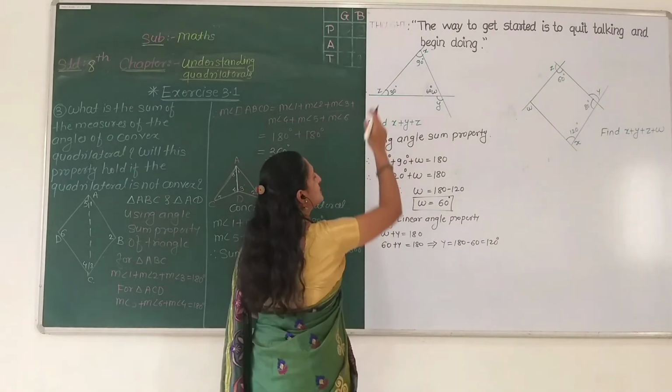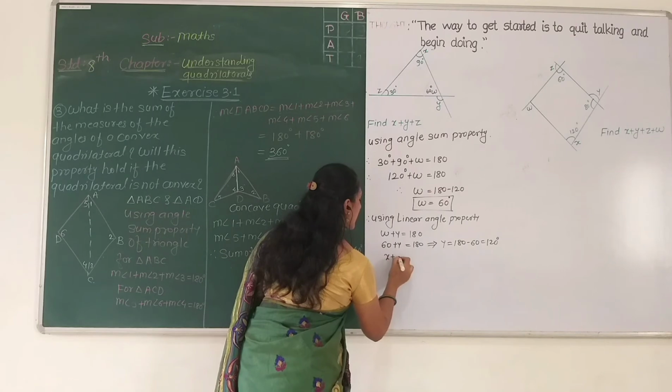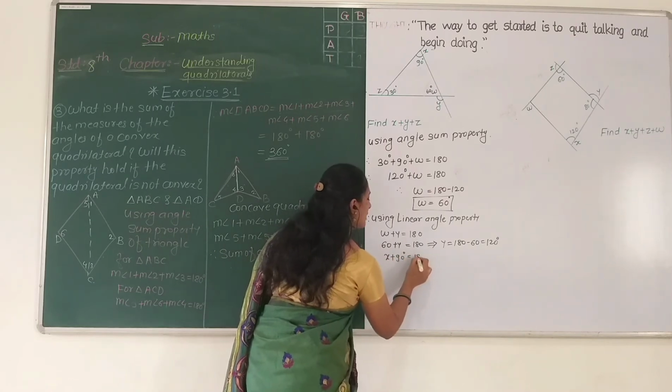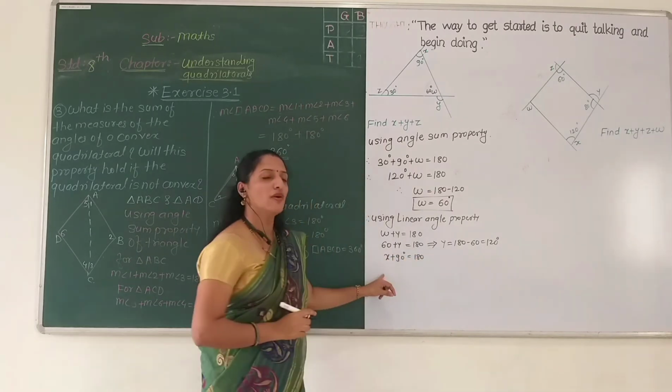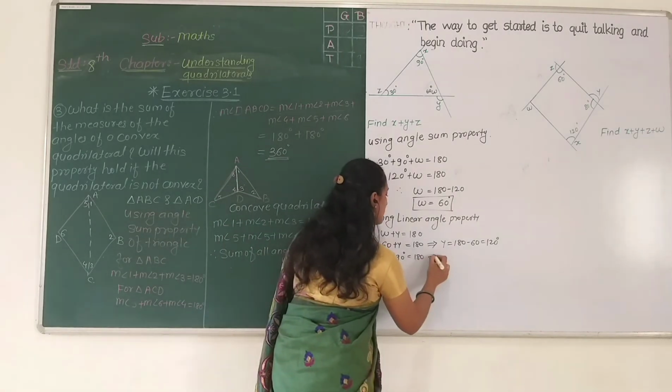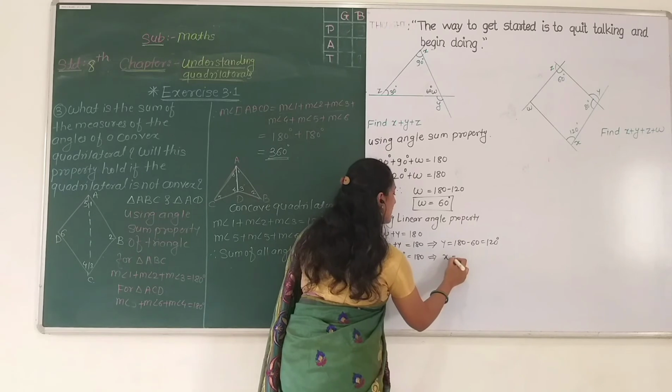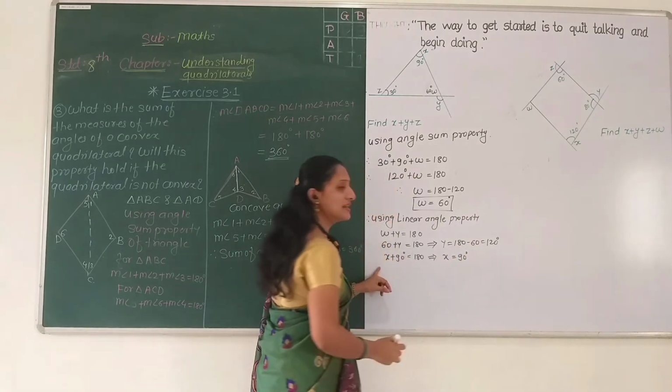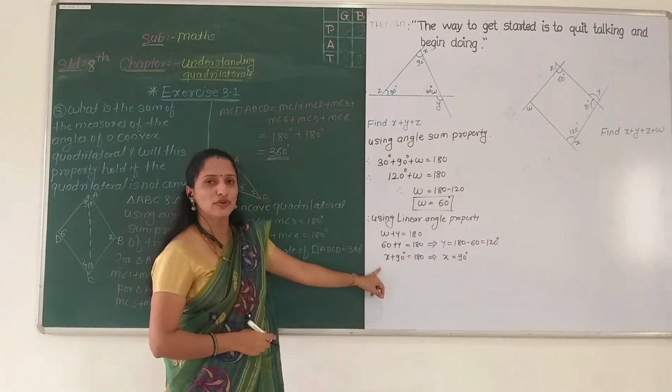Now what about this? Also x and 90 are both linear angles. So the sum of these two angles is also 180 degrees. So if x plus 90 is equal to 180 degrees, we get the value of x is equal to 90 degrees. I can directly write here x is equal to 90 degrees.